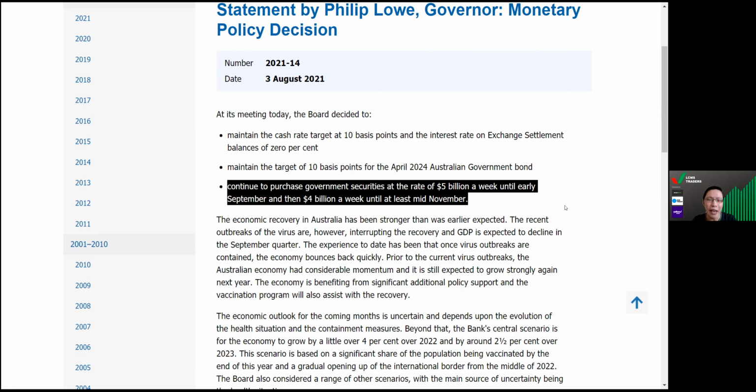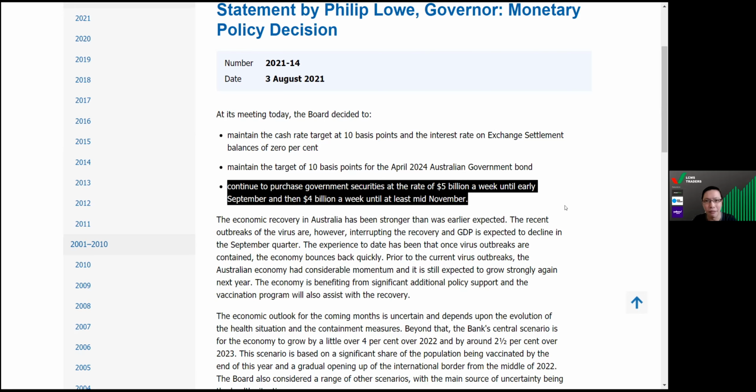Okay, the RBA, in a way, I would say, kind of surprised the market a little, by saying that they're going to continue to purchase government securities at the rate of $5 billion a week until early September. And then 4 billion, a reduced, tapered rate of 4 billion a week until at least mid-November, which is the 2-month extension.